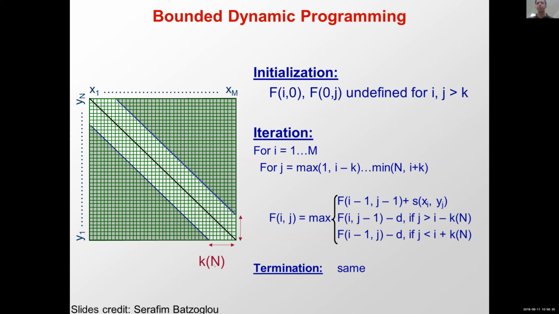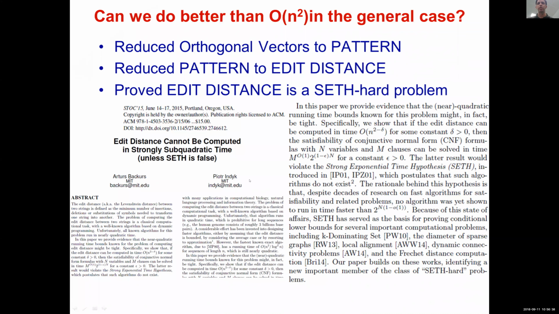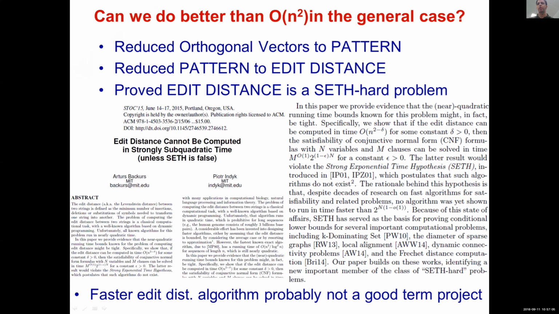This has remained an open problem for a long time. In fact, Piotr Indyk, who was one of the co-instructors for the course in previous years, a professor in theory here at MIT, basically said, can we actually show that this is not possible? He reduced the orthogonal vectors problem to pattern matching, and then reduced pattern matching to edit distance, and therefore proved that edit distance is SETH-hard, effectively showing that finding an algorithm better than n squared is probably not a very good term project. So a lot of evidence points to these problems being impossible to solve in any faster way.